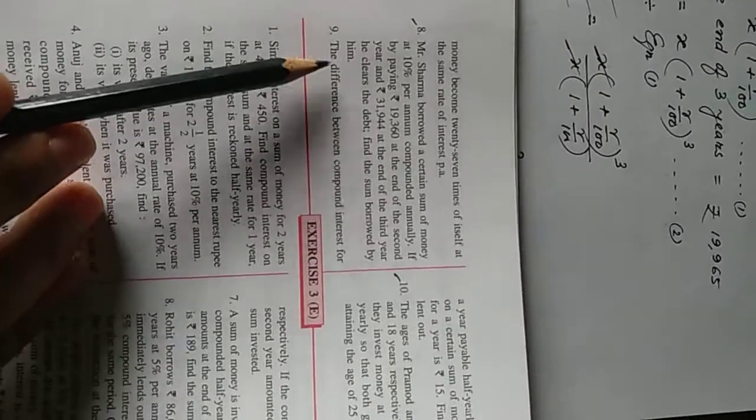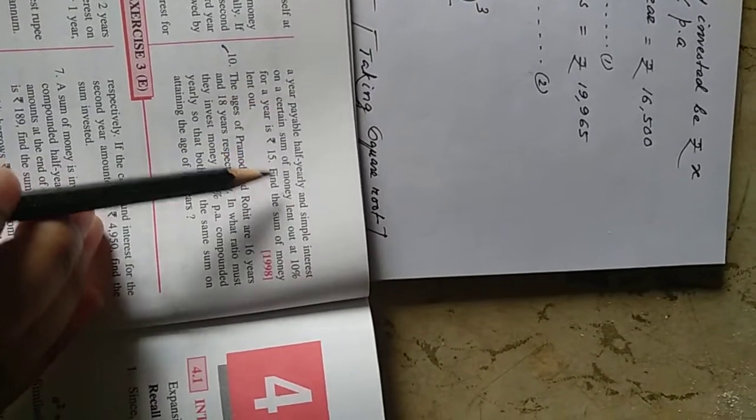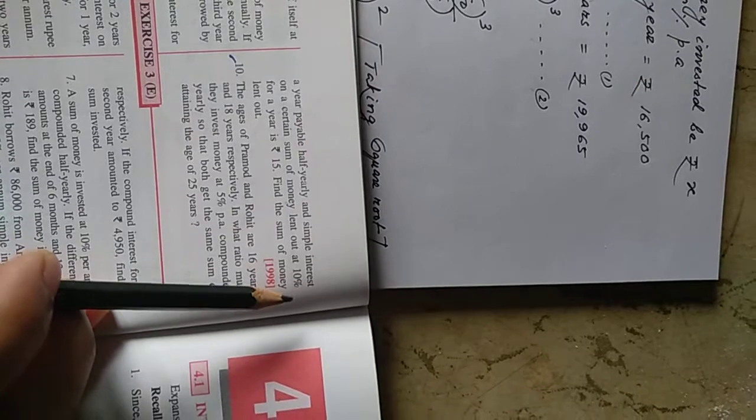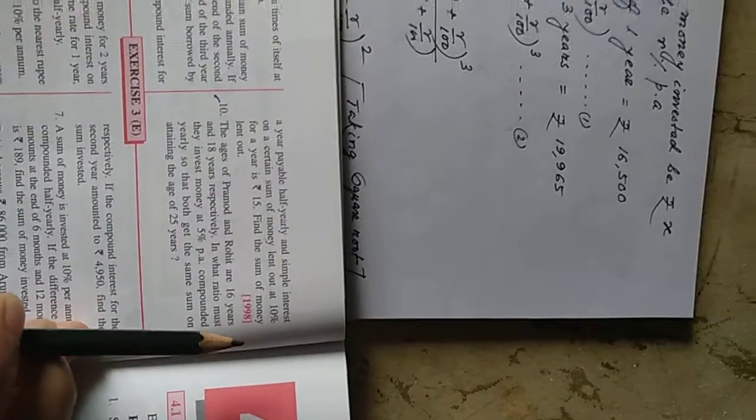Next I am explaining sum number 9. So what is given in sum number 9? The difference between the compound interest for a year payable half yearly and the simple interest on a certain sum of money lent out at 10% for a year is rupees 15. Find the sum of money lent out. Okay.